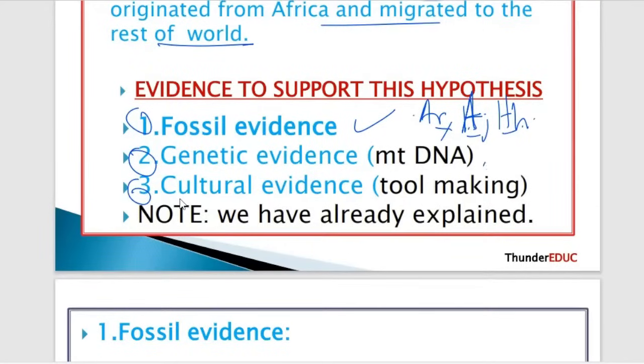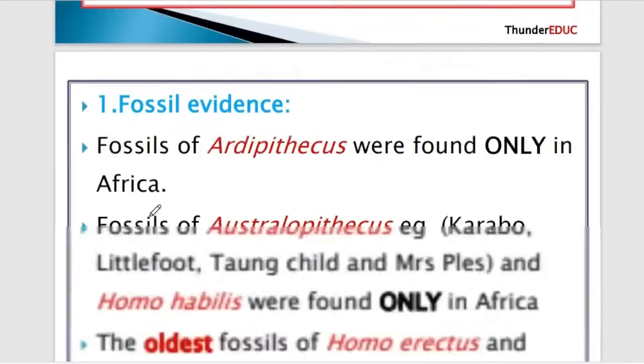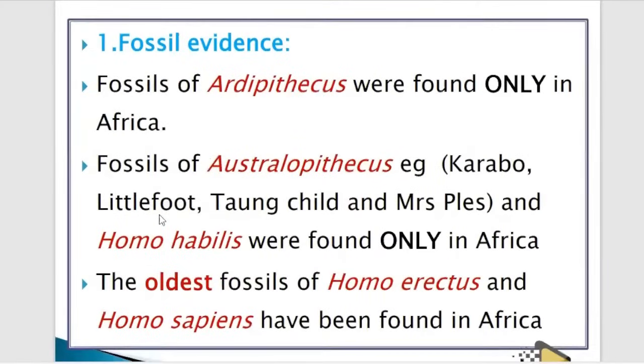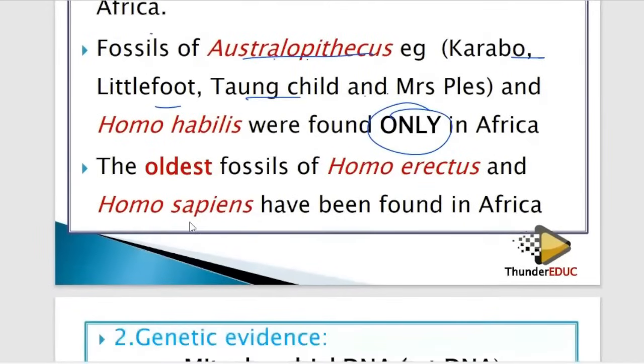But now when you talk about the oldest fossil of Homo erectus and Homo sapiens, they were discovered in Africa. You have to add that word oldest. Also, fossils of Ardipithecus were only found in Africa. Fossils of Australopithecus, Rabo, Little Foot, Child, you can talk about too. And the Homo habilis were only found. You see, this word only is very important. But once you come to Homo erectus, you talk about the word oldest. The oldest fossil of Homo erectus and Homo sapiens were found in Africa.